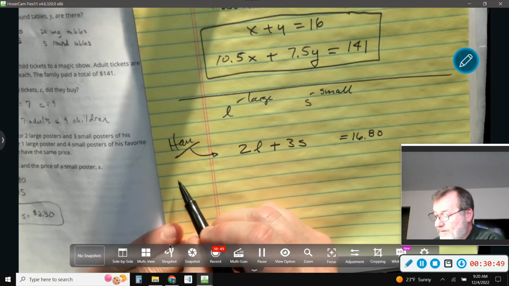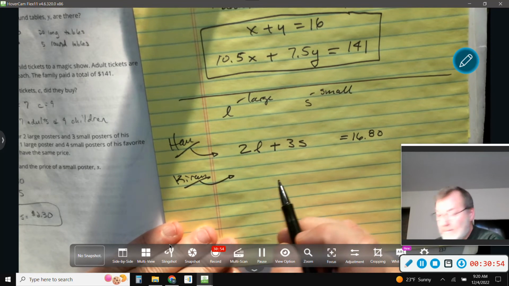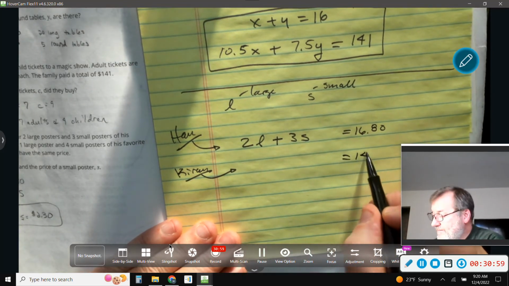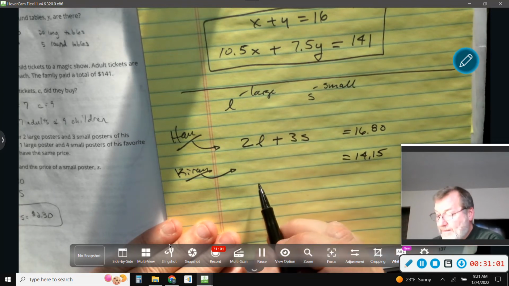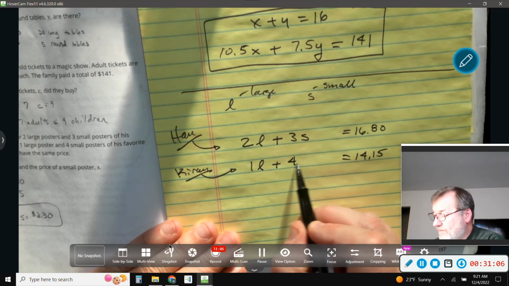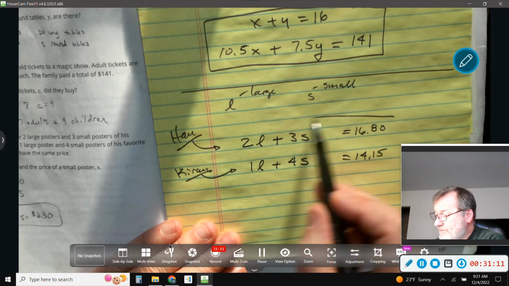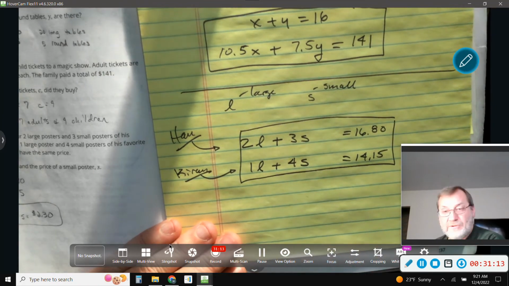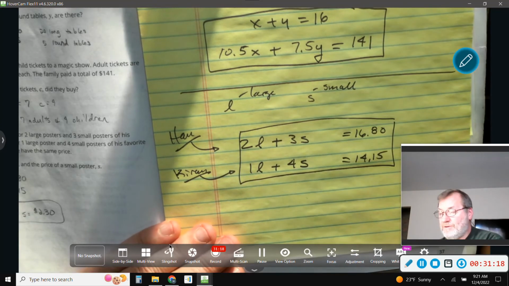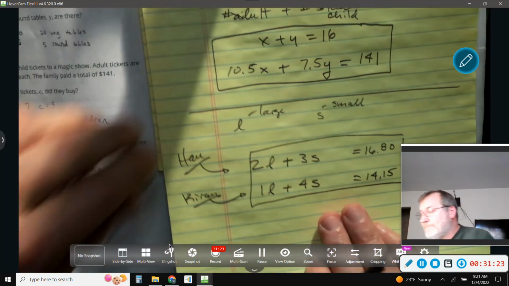And then Kieran comes in. And what does Kieran get? Kieran paid $14.15, and he had 1 large and 4 small. Alright? And so here's your 2 equations. We need to solve for L and S in this instance. Okay? So now that we kind of figured out how to make those equations, let's go ahead and solve each one.